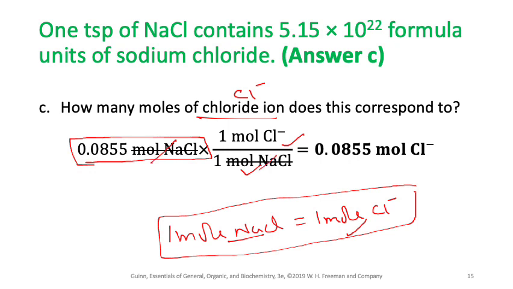Then moles of sodium chloride got cancelled, and when you multiply both numbers, you'll get the same number of chloride ion, 0.0855. And it makes sense. Why? Because you have to have the same number of moles of sodium chloride as you have for sodium ion and chloride ion, because the ratio is 1:1:1 in sodium chloride. But this is how you normally try to solve the problem, based on the moles and the number of particles.